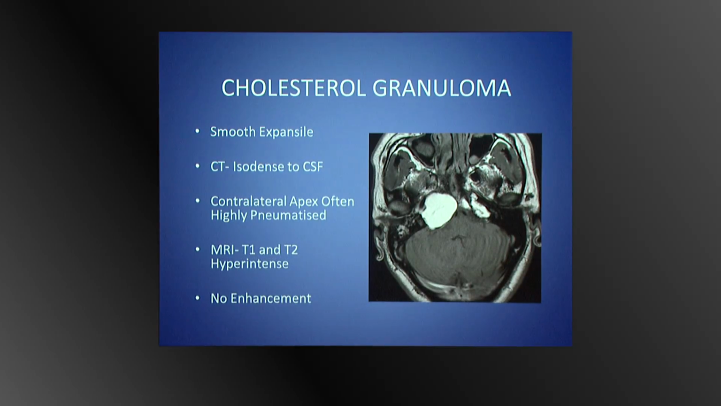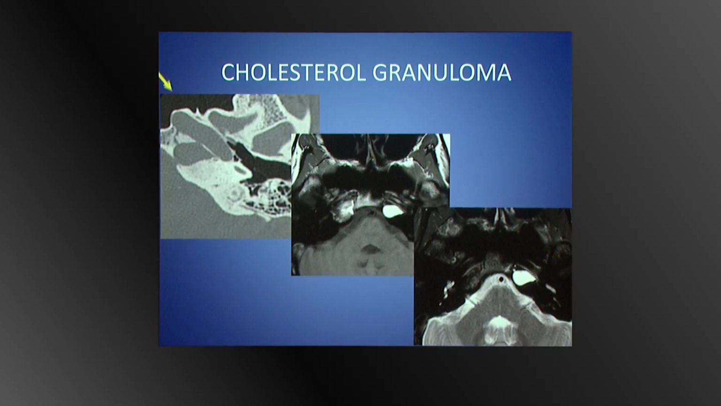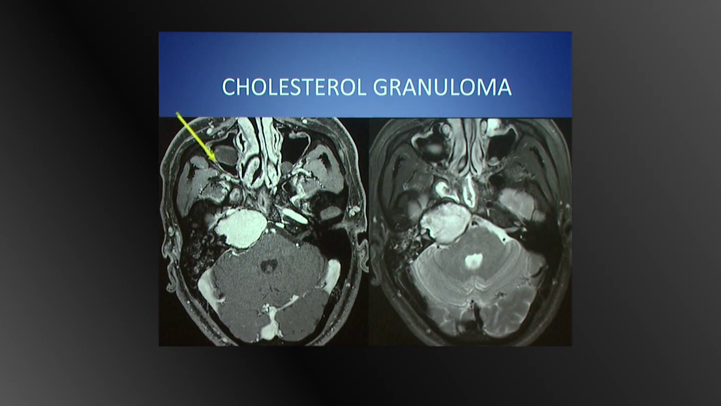On CT, they're smooth, they're expansile, they are isodense to CSF. The contralateral apex is often highly pneumatized. And remember, they are centered on the apex, but the diagnostic differentiators are that they are T1 and T2 hyperintense. So if you remember nothing else about cholesterol granulomas, and I'm sure everyone knows this, they are both T1, T2 hyperintense, and they don't enhance. And here you can see cystic, well-defined, non-specific, CSF density on CT, very bright T1, T2 on MR, and this case was given to me by Andy.